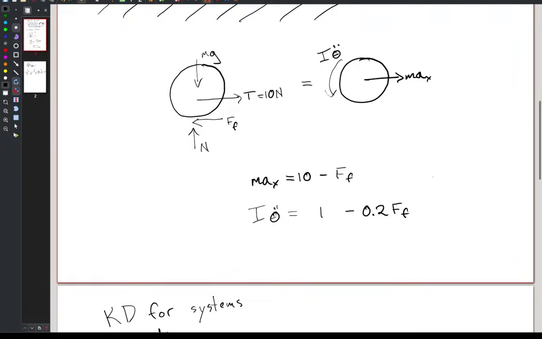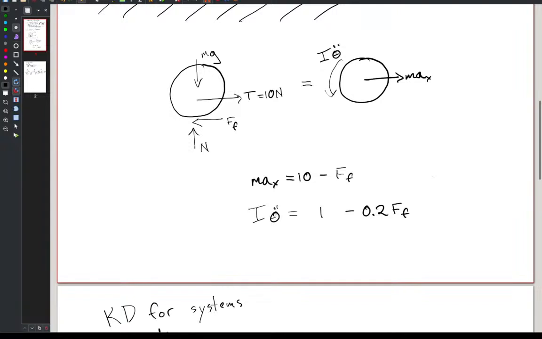What do we do now? Now we can solve because we have two equations and two unknowns. Because MAX should be 0 because it's not moving in the x direction. It's definitely going to move one way or the other. It's going to move, but it's not going to accelerate. It's going to accelerate. Yeah.